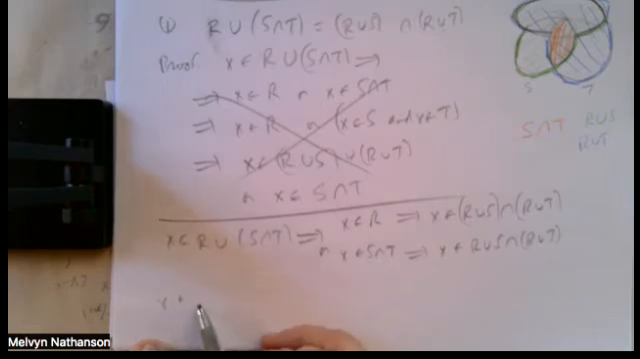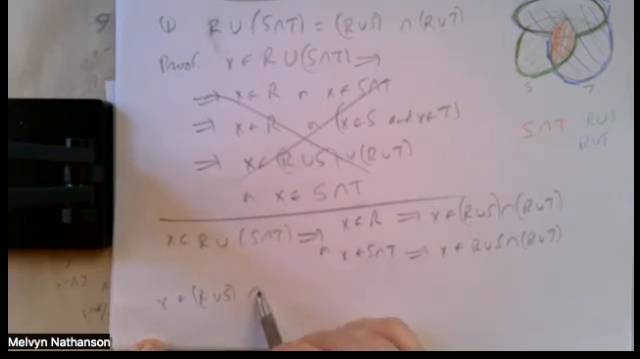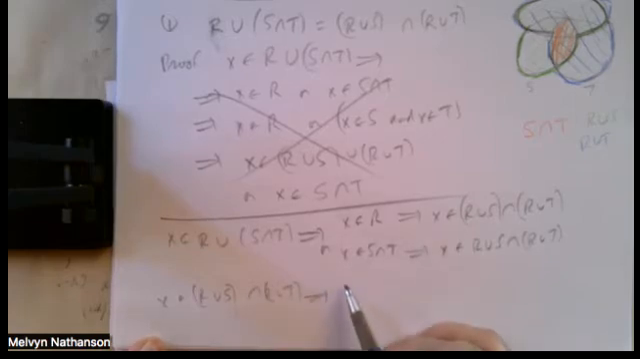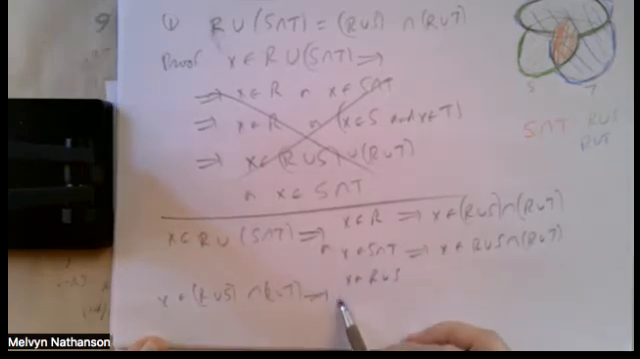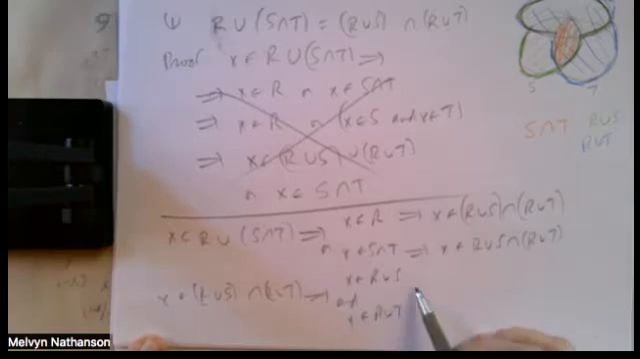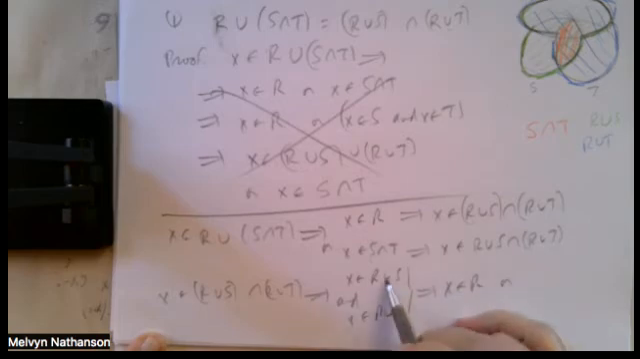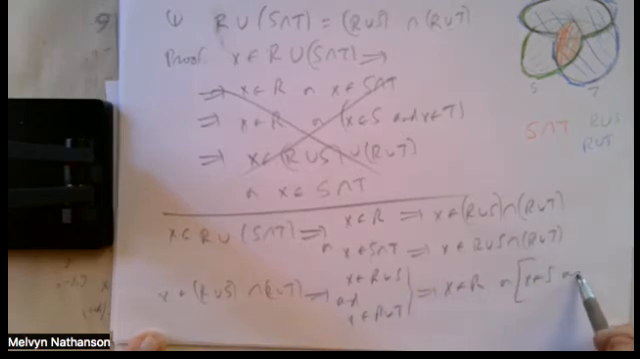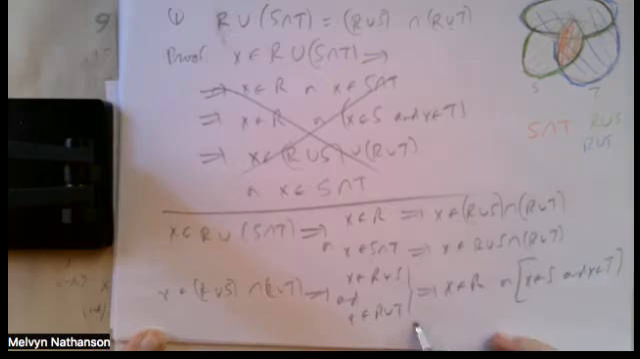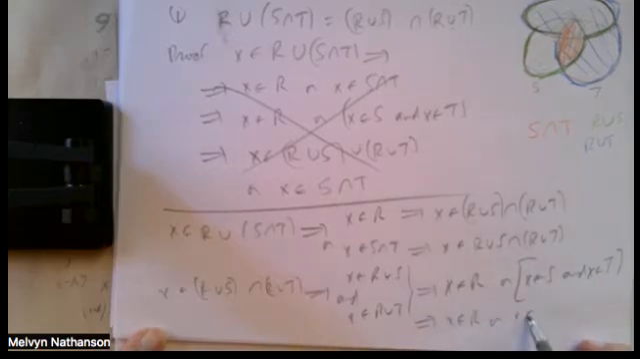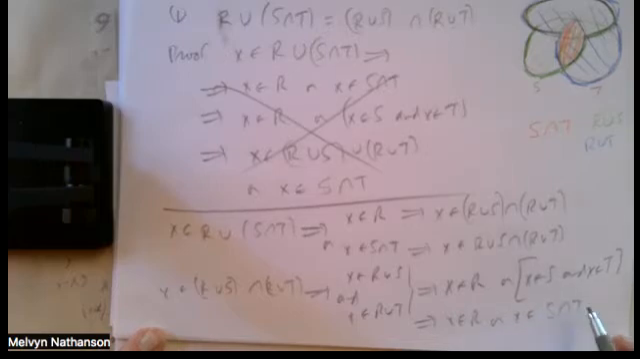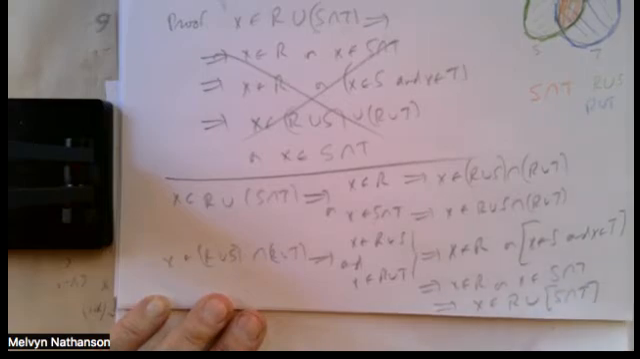So if x is in (R union S) intersect (R union T), then this means that x is in R union S and x is in R union T, which means either x is in R, but if it's not, then x is in S and x is in T, which means x is in R or x is in S intersect T, which means x is in R union (S intersect T). And that's the proof.